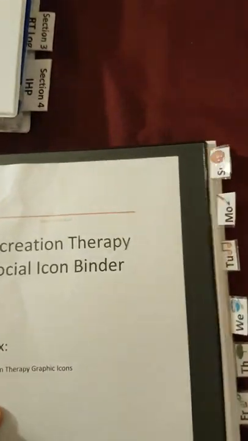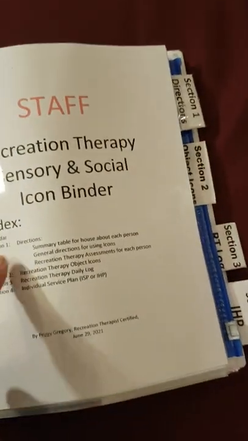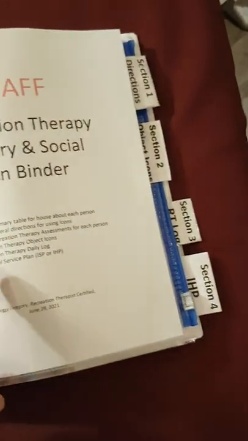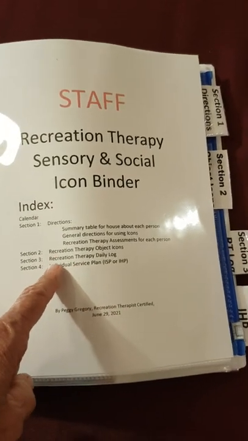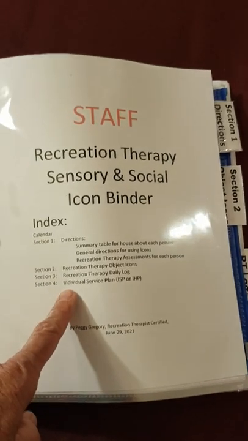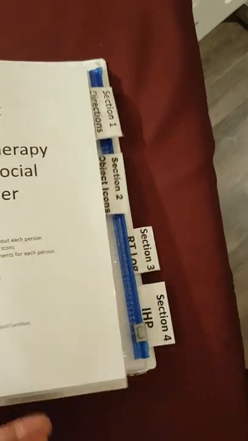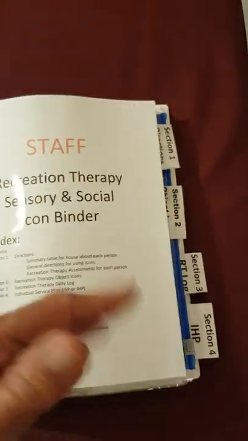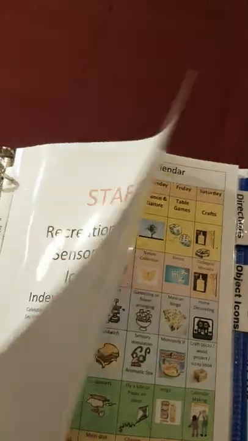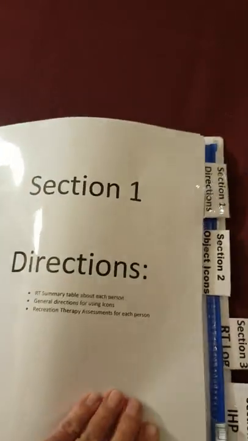The staff binder has directions and the object icons to help the individuals match, and a daily log and the ISP. It's got tabs and directions. Directions are, say the directions.